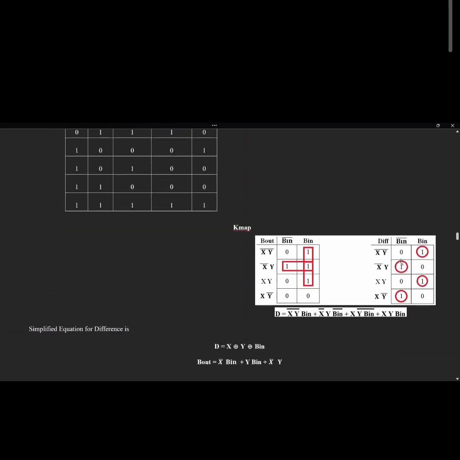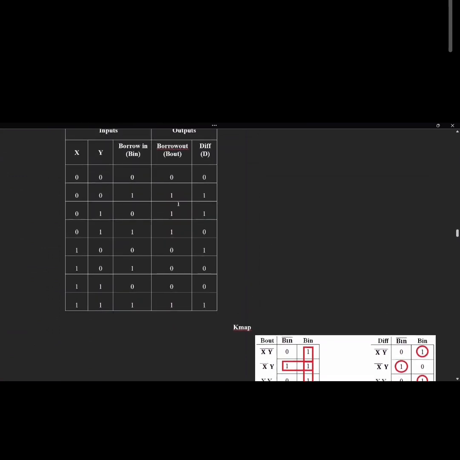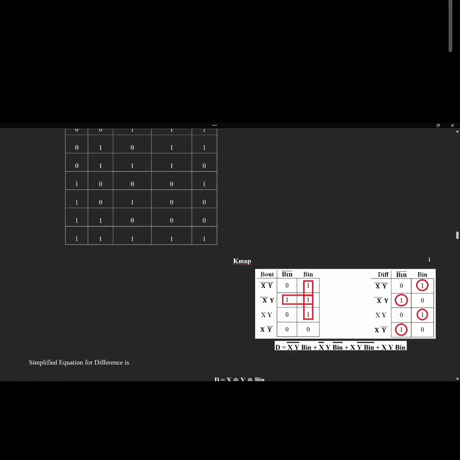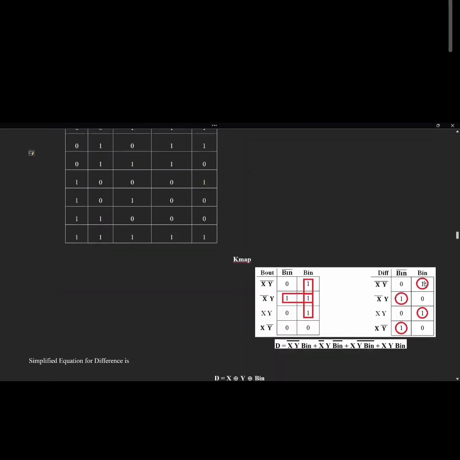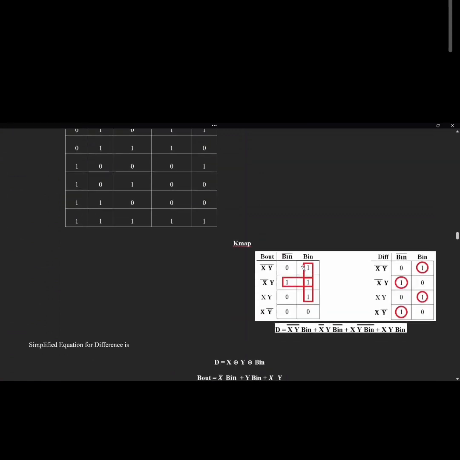And the K-map for difference and borrow out. This is the same as the full adder. When difference is 1, that is x 0, y 0, borrow in 1, and so on; like this we have to fill the K-map, but we won't get any pairs. We get single terms. In borrow out, we fill it the same way and we get 3 pairs.